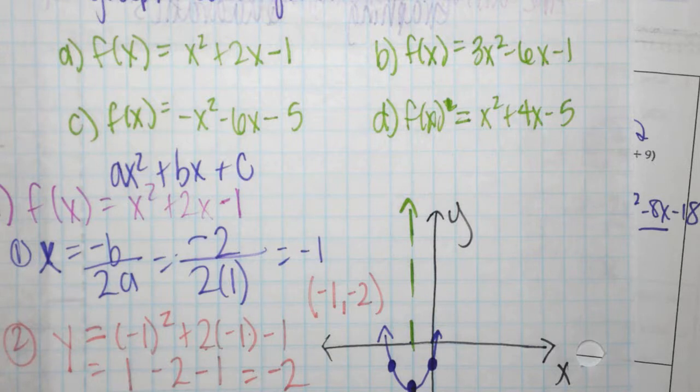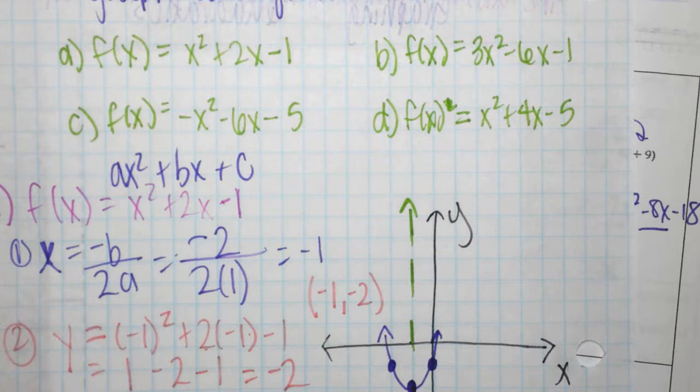So what is b? Negative 6. What's the opposite of negative 6? Positive 6 divided by 2 times, what's our a? 2 is always in the formula. Always: opposite of b divided by 2 times a. Write the formula every single time. Negative b divided by 2 times a.